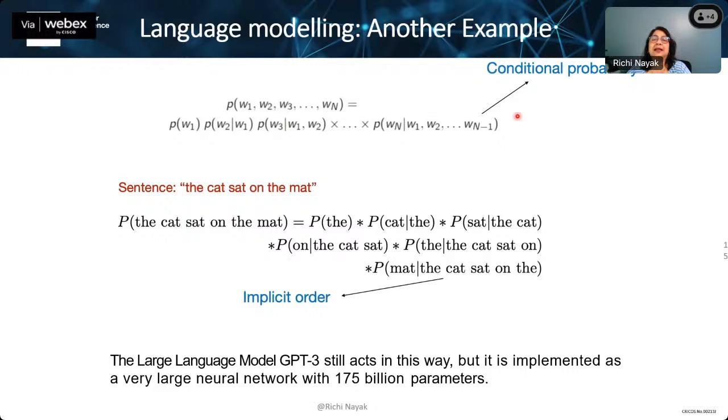Another example: we are doing this chain of probabilities with the Bayes rule, and this is called conditional probability, that given the prior sequence, predict the next one. Like "the cat sat on the mat," this order is an implicit order. It would learn by itself that this ordering is happening. It's a very rigorous process. GPT-3 models, or any GPT family of models, still learn this way, by next word prediction. The only difference is it's implemented with a 175 billion parameter model, so it is learning more and more of that probability. That's why there is a good chance that the answer we find would be correct.